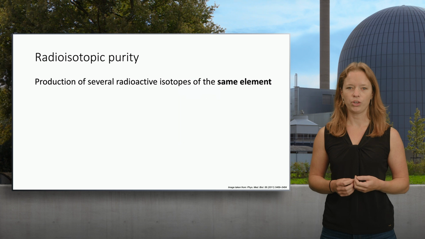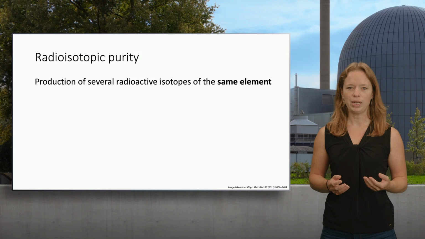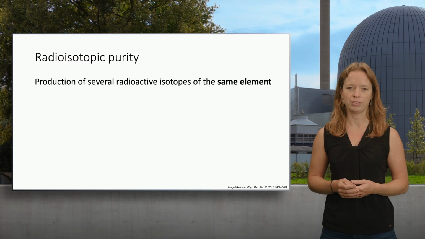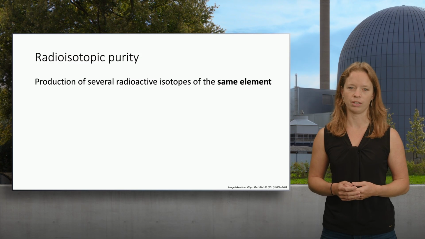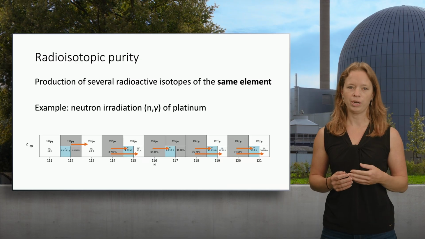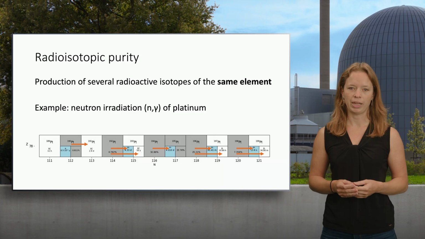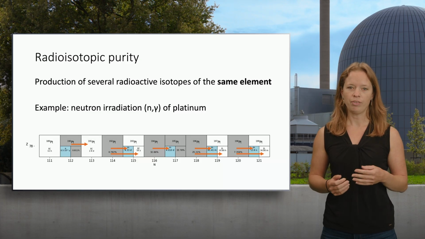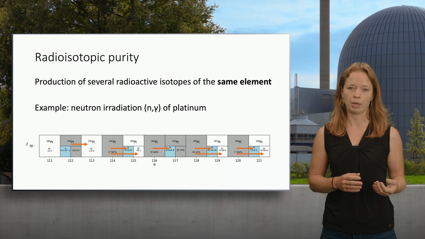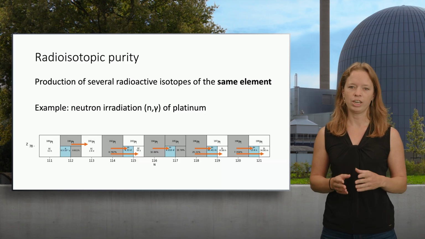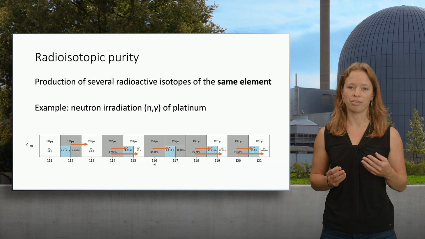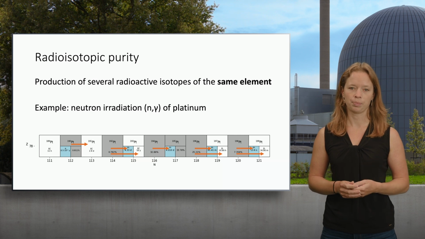A final important measure used to quantify the quality of your product is the radioisotopic purity. This plays a role when you're producing several radioactive isotopes of the same element during your irradiation. For example, when you irradiate a natural abundance platinum target in a nuclear reactor, there are 6 different stable platinum isotopes that can capture a neutron, which can result in quite a lot of different radioactive platinum isotopes. If you want to produce platinum-191 for medical applications, you would rather not have the long-lived platinum-193 with a half-life of 50 days contaminating your sample.